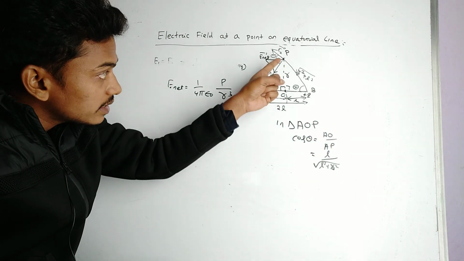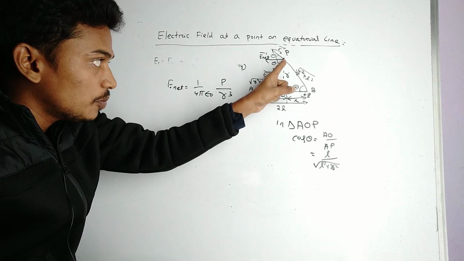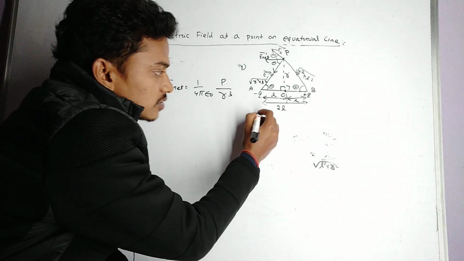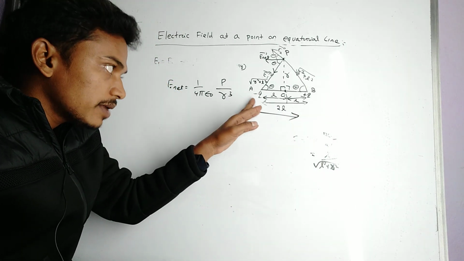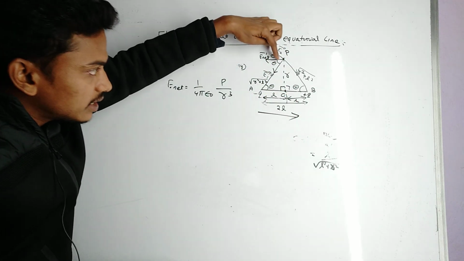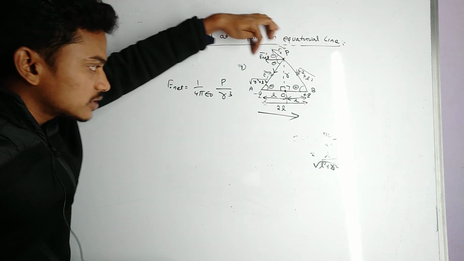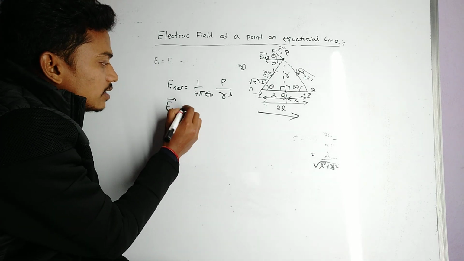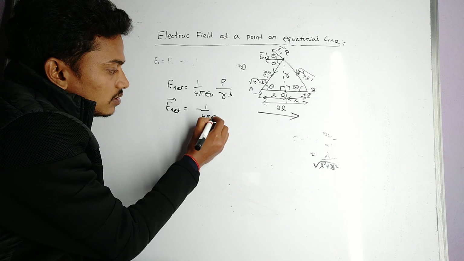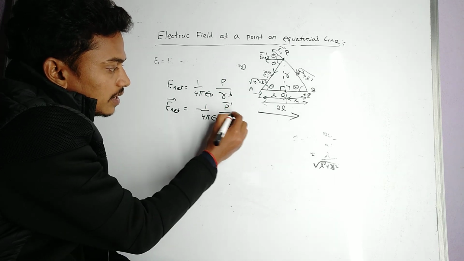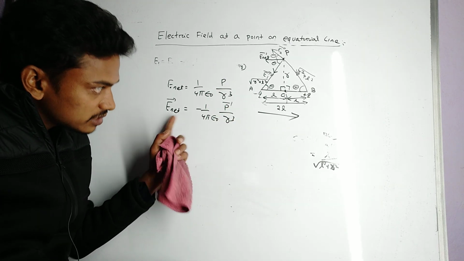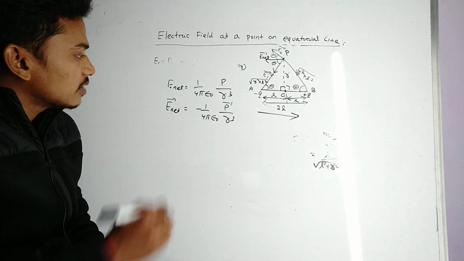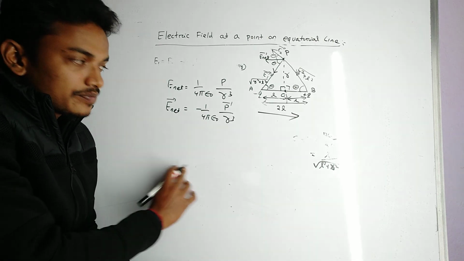And see here, the net electric field is exactly opposite to the dipole moment direction. The direction of dipole moment is from minus q to plus q charge, and the net electric field at the equatorial line will be opposite to this dipole moment. So in vector form we can write E net is equal to minus 1 by 4 pi epsilon naught P vector by R cube. So the electric field is in the direction of minus of the dipole moment, meaning opposite to the dipole moment direction at the equatorial line. Okay, thank you.